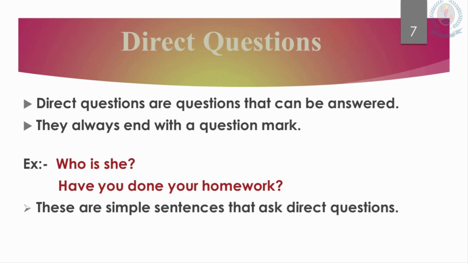Let's identify what are the direct questions. Direct questions are questions that can be answered. As the name implies, a direct question always requires an answer. Direct questions always end with a question mark. Look at these 2 examples. First example, who is she? Second example, have you done your homework? Here, these are simple sentences that ask direct questions, and they can be answered too. And also, they end with question marks. So, they are called direct questions.